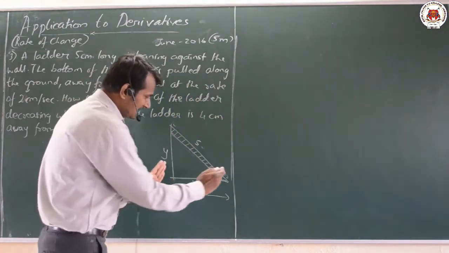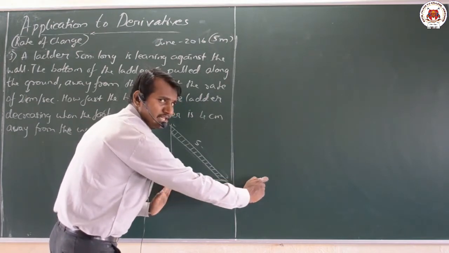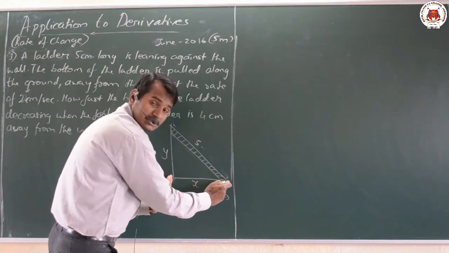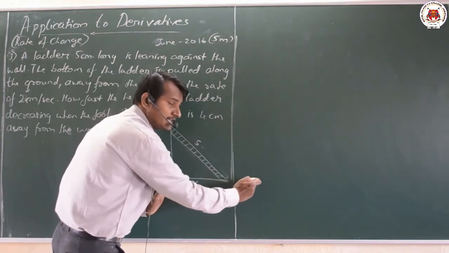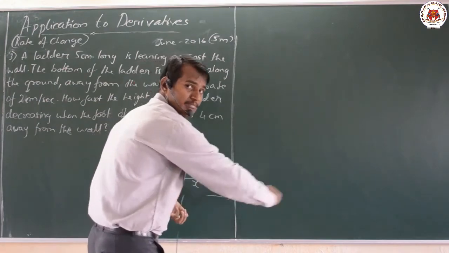That means X is there. X's rate of change will be increasing. How is it increasing? From the wall to this particular point, this is the X distance. The X will increase. Why is it increasing? Because we are pulling the ladder here.